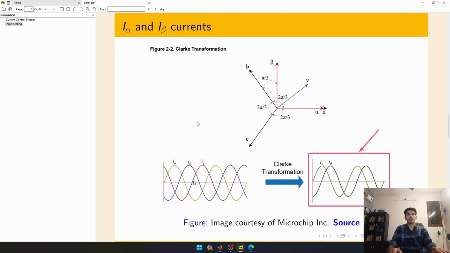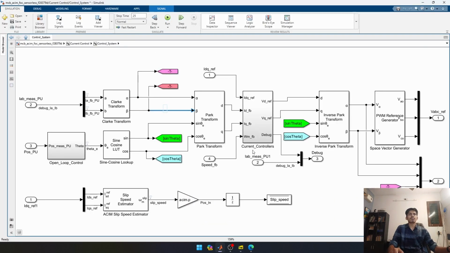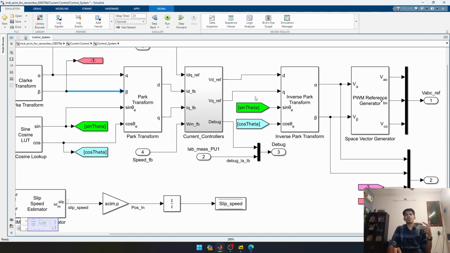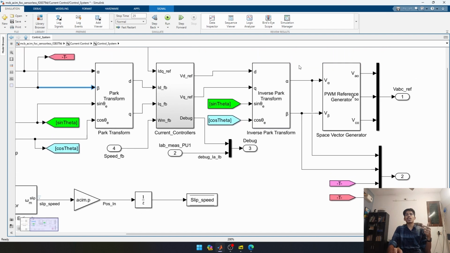This is our three-phase stator frame. If you convert into the alpha beta frame, there are two orthogonal phasors rotating. So these are the alpha beta frame currents. This is how it will look. Okay, so we are taking the two currents and two voltages: V alpha, V beta and I alpha, I beta.